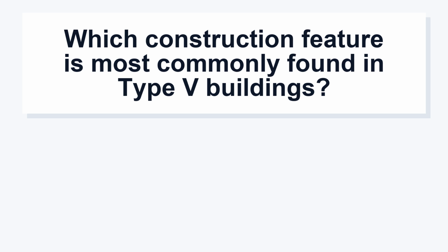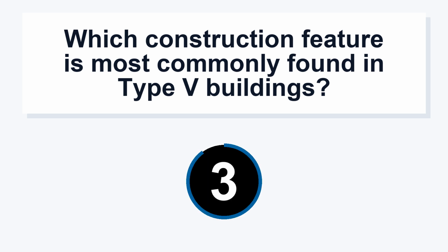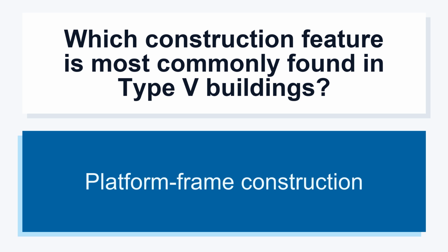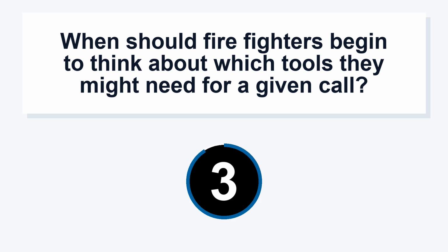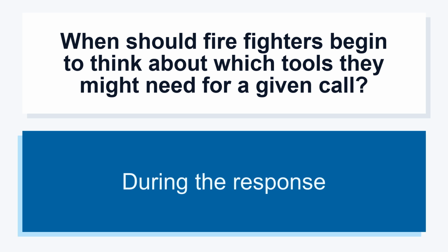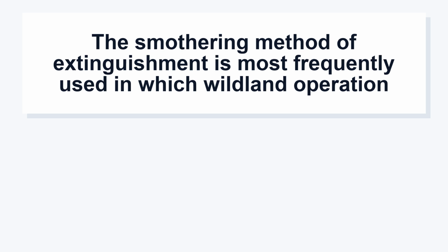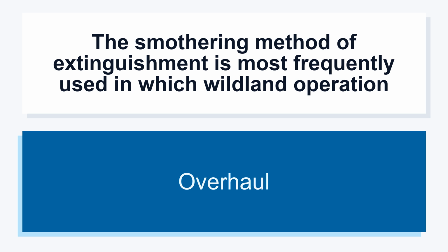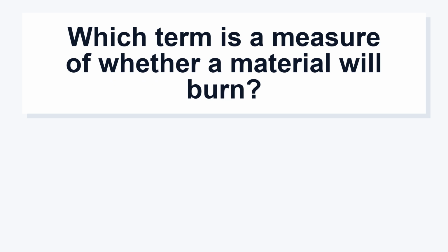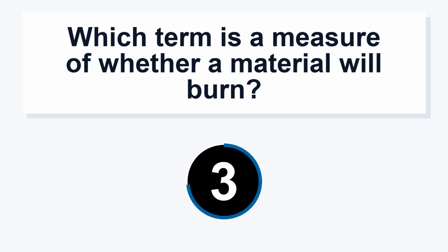Which construction feature is most commonly found in Type V buildings? Platform frame construction. When should firefighters begin to think about which tools they might need for a given call? During the response. The smothering method of extinguishment is most frequently used in which wildland operation? Overhaul. Which term is a measure of whether a material will burn? Combustibility.